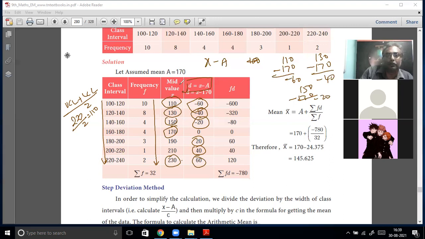Now what you have to do? You have to multiply f into d. In the direct method, you multiply f into x. In the assumed mean method, you multiply f into d, where d is equal to x minus a. Okay, that's the extra step, so this is an extra column.